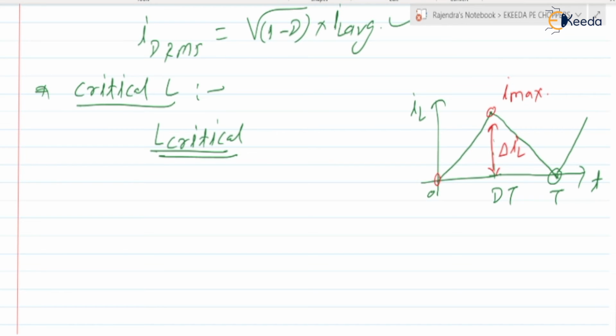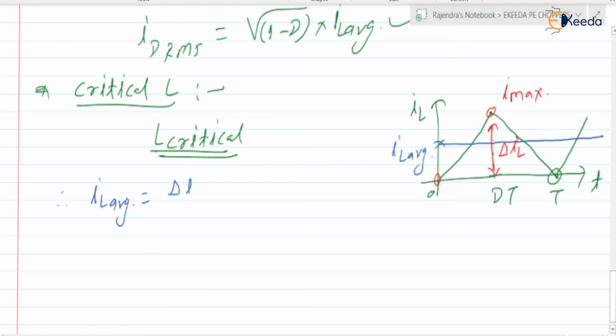So what is the average value of this inductor current? It is equal to 0 plus I max by 2, that is nothing but delta IL by 2 only. So this is the IL average we are having. Now when the inductor value is critical, meaning the value of L such that the inductor current is just continuous, at that time IL average is delta IL by 2. Therefore IL average is equal to delta IL by 2.